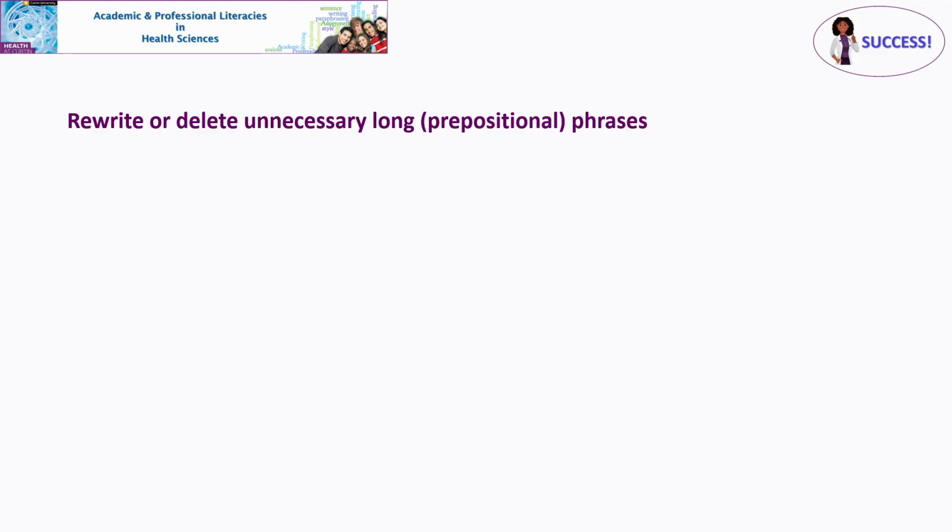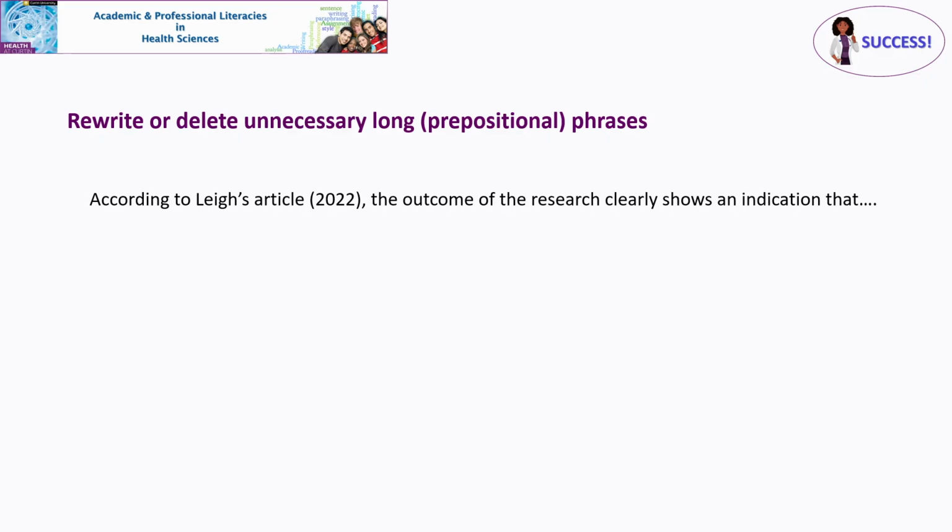So let's have a look at this first concept. Rewrite or delete unnecessarily long phrases. So, according to Lay's article 2022, the outcome of the research clearly shows an indication that... okay, we've got a lot of information there, and in fact, too much. We can make this far more succinct by saying, Lay 2022 states the research indicates. A very concise phrase, ready to add more information.